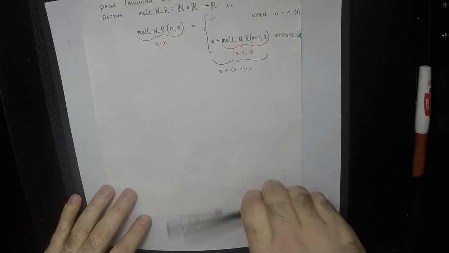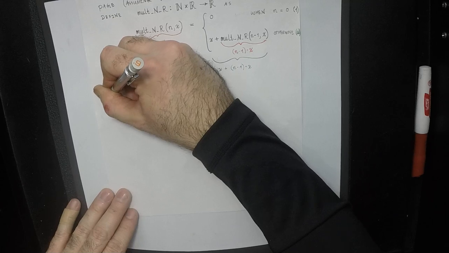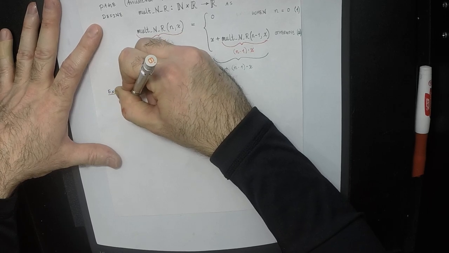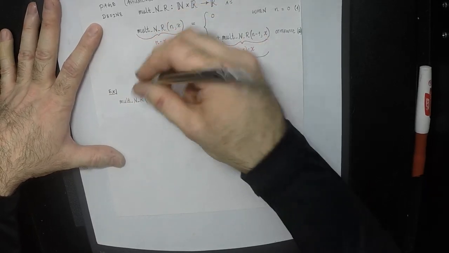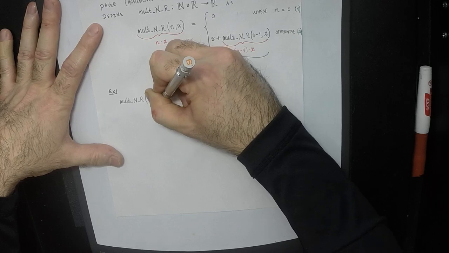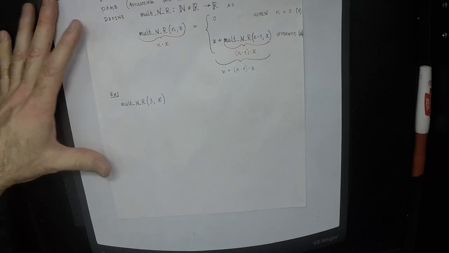Okay, so let's see if we can work this definition. For example, suppose that we want to evaluate mult_n_r, this is super tedious, but we'll do it, of 3 and x. We'll just leave x indeterminate. Now, in the end, this is going to have to be the addition of 4 things. What 4 things? A zero and 3 copies of x, right? So somehow we've got to navigate the definition of this function and watch four things come into existence and have them all be added together.